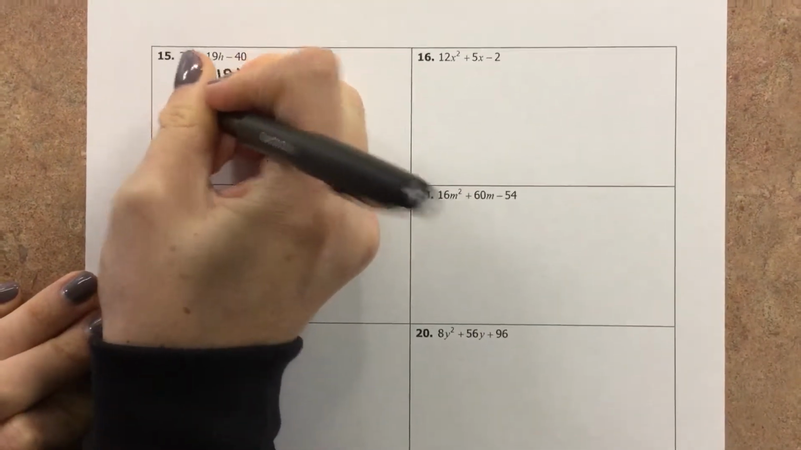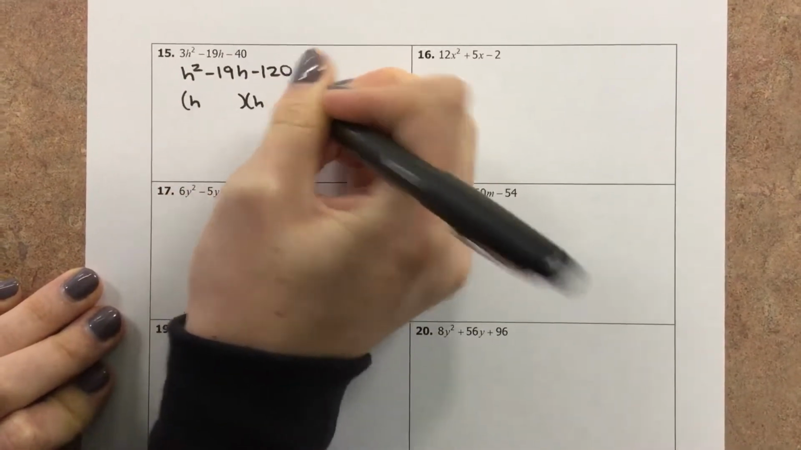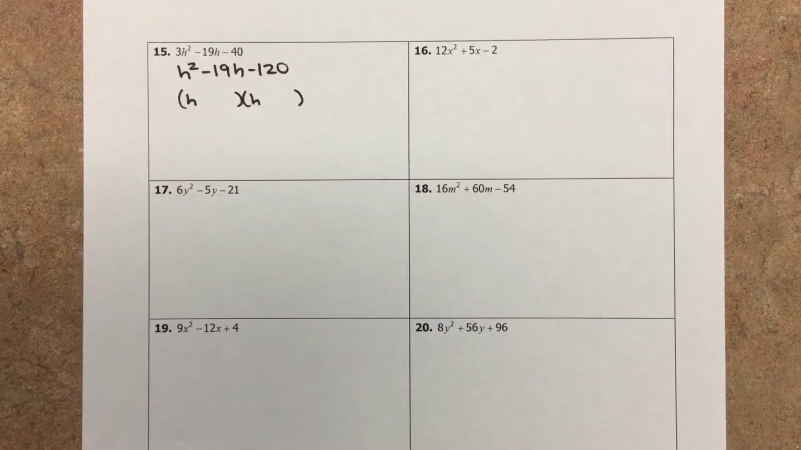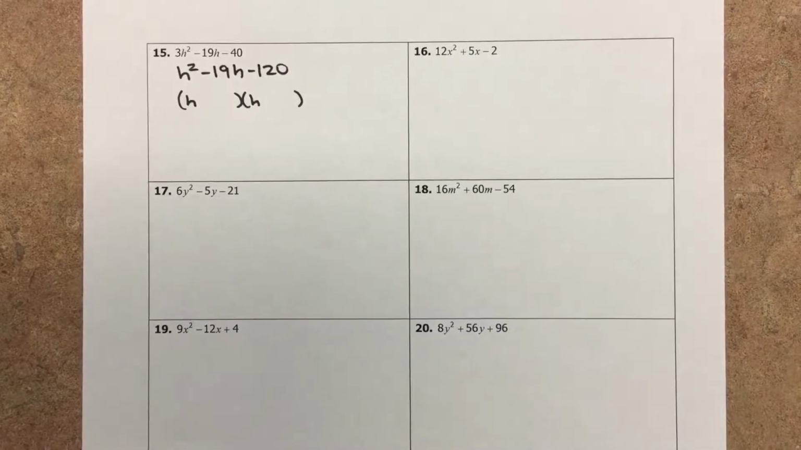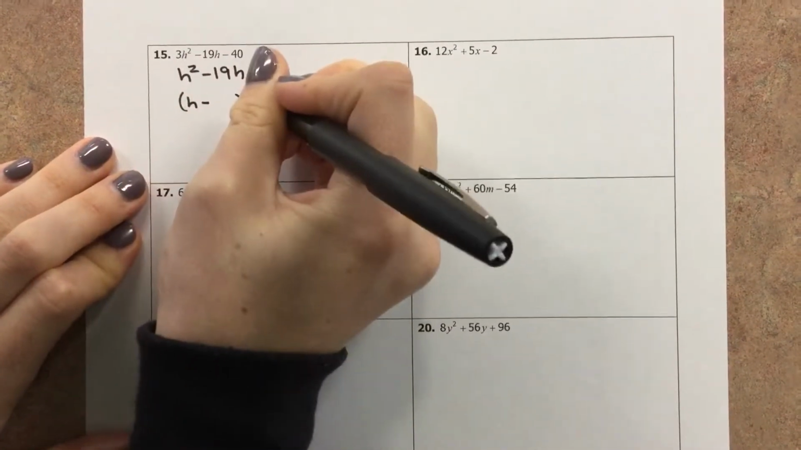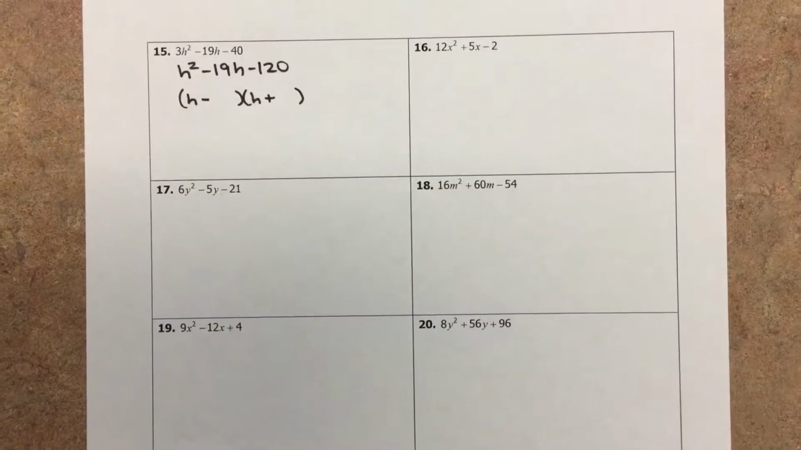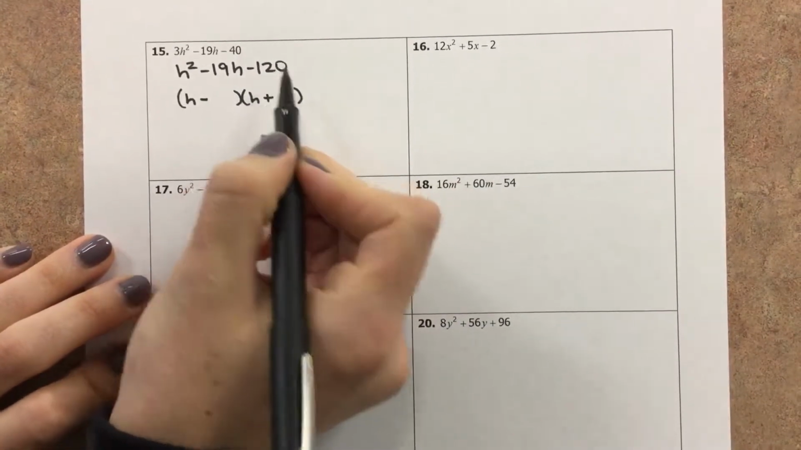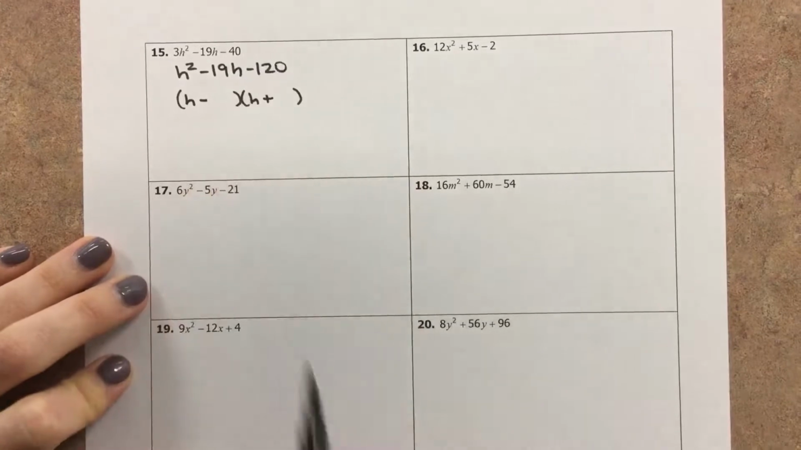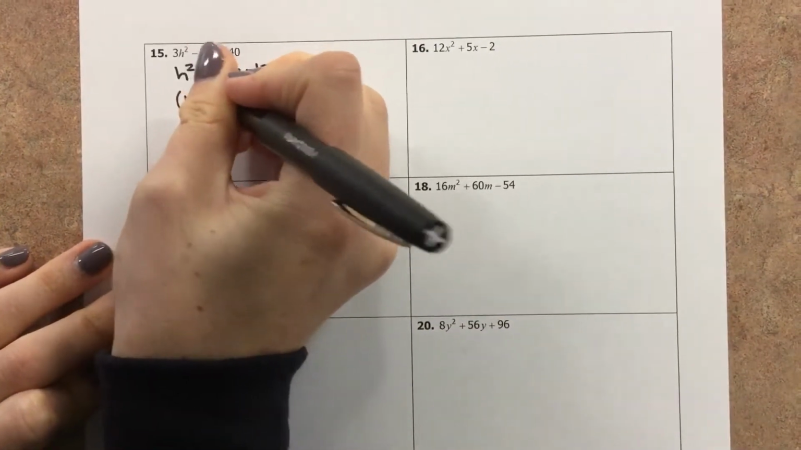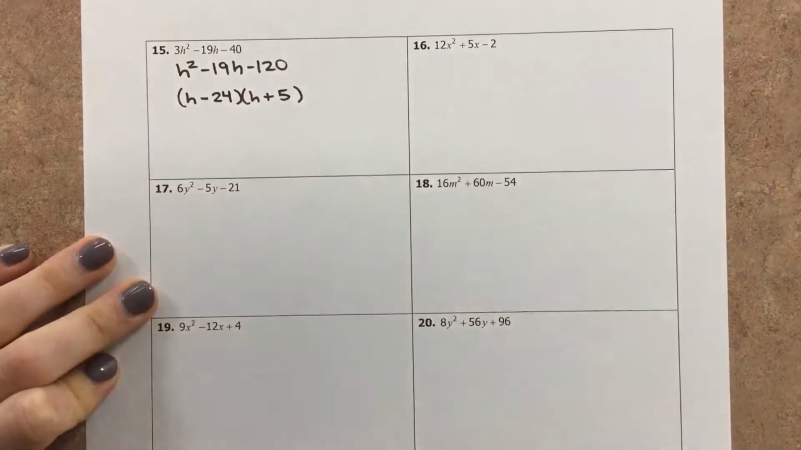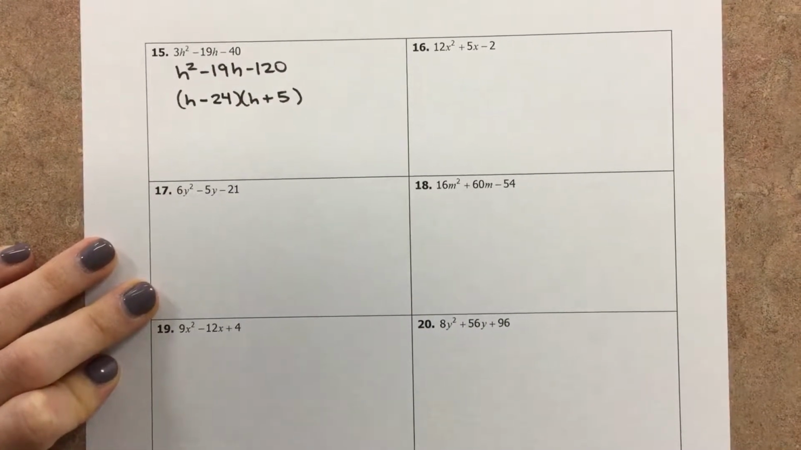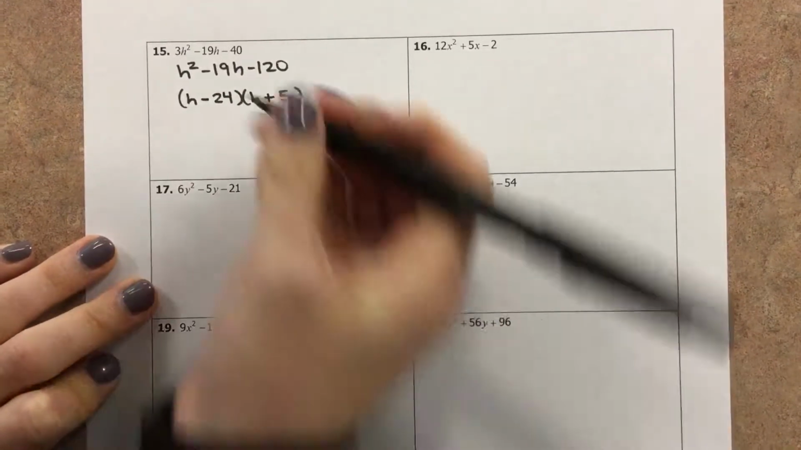Okay, so this, then I factor, so this would be h times h. So I am multiplying to a negative 120, and then I am supposed to be adding to a negative 19. So I know one of them is going to be negative, one of them is going to be positive. So this is a little bit of a trickier one. 120, we have 24 times 5. 24 times 5 gives us 120. So it'd be a negative 24 here, and a positive 5 right here, and those add together to give me a negative 19. So that's what it would be initially, and then don't forget the divide part. So I divide by 3.